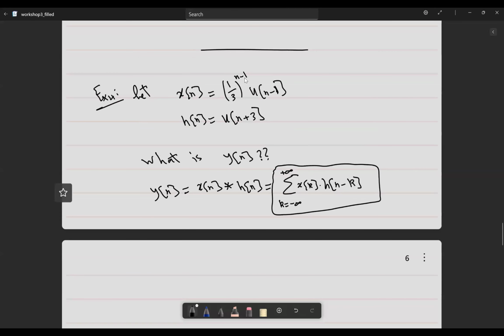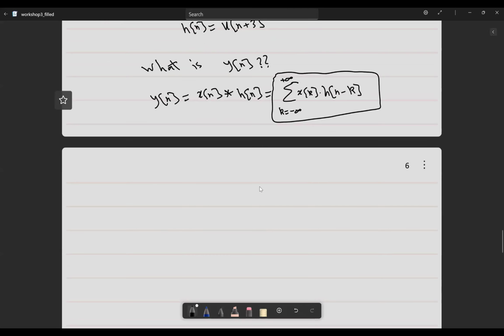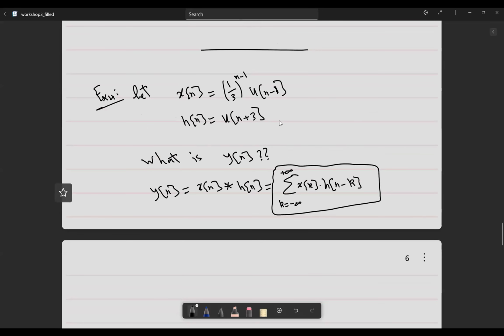First, let's try to plot these signals just to have an idea. And again, I'll change the time variable. Instead of n, I'll just call it k. Nothing will change, I'll just change the name of the independent variable. So this will be x[k] and h[k].